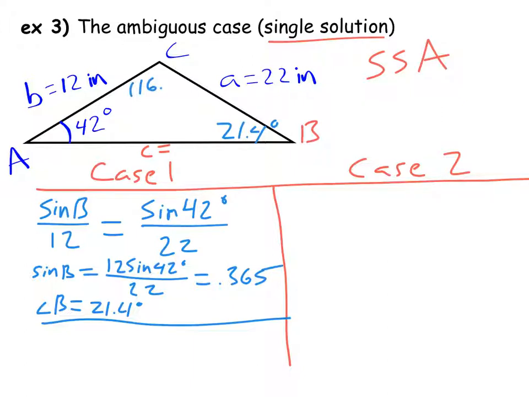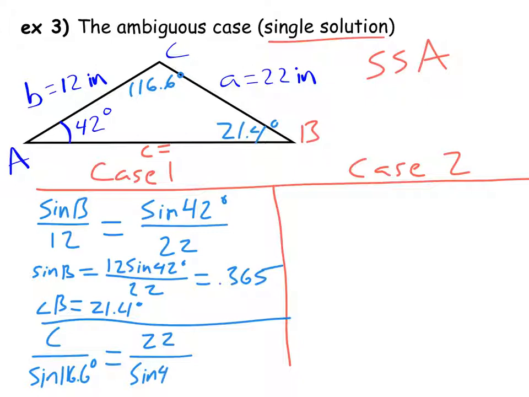180 minus 42 minus 21.4. All that's left is side length C, right? And we've seen the side length case a bunch already. C is going to be the sine of 116.6, which equals 22 over the sine of 42.